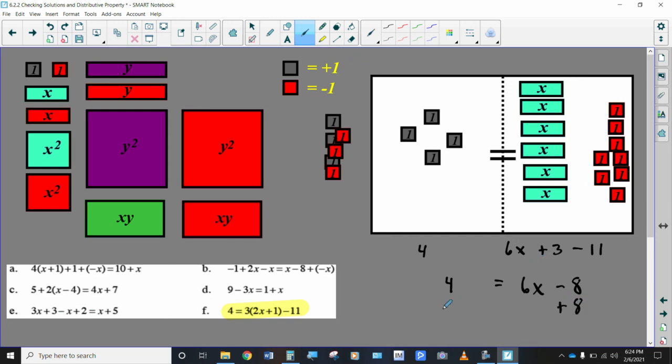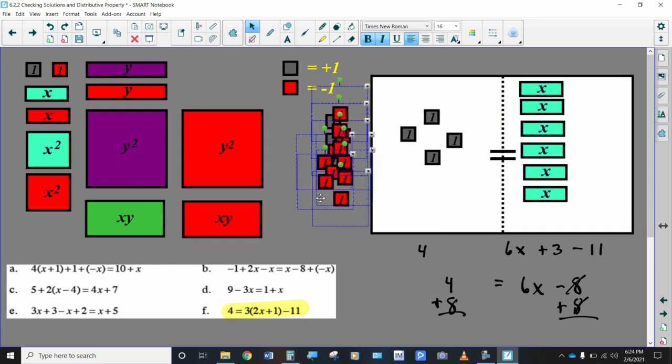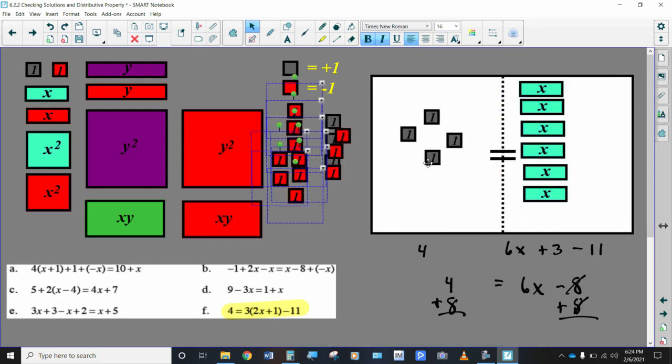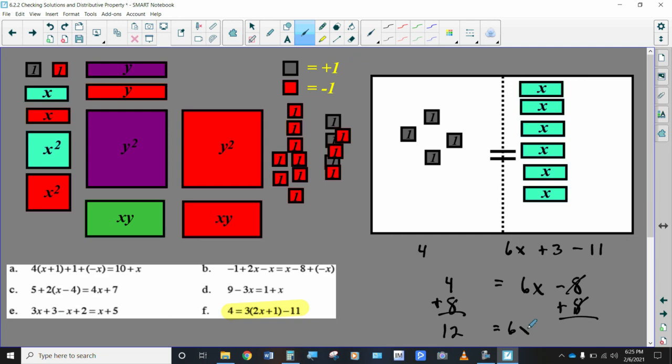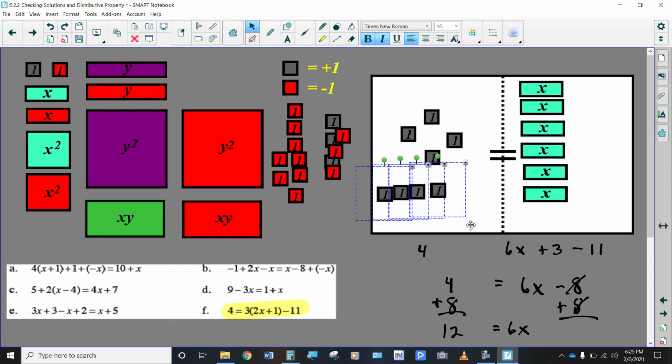But I don't really want to show it because that's a pain. So we know that's going to cancel all these guys out, right, when you add 8 to it. So they're going to go away as 0 pairs. And then this is going to become 12 is equal to 6x. Okay, fine, I'll show it. 1, 2, 3, 4, and then let's triple that. So that's 8, and that's 12.